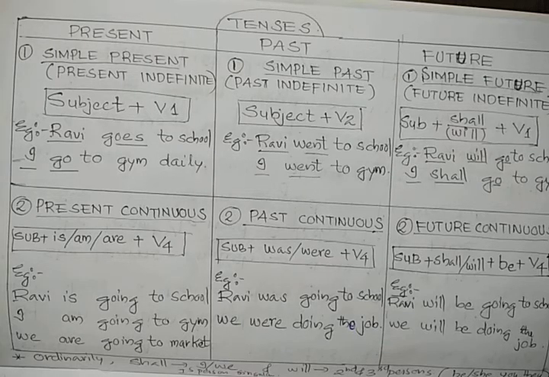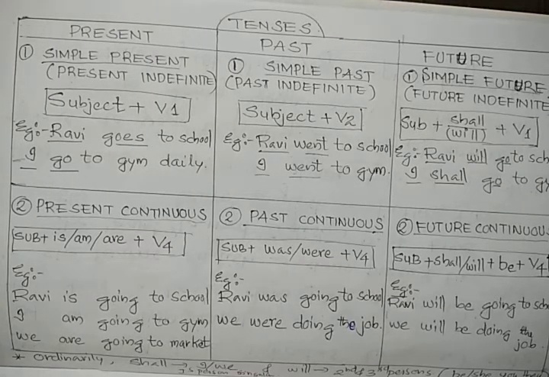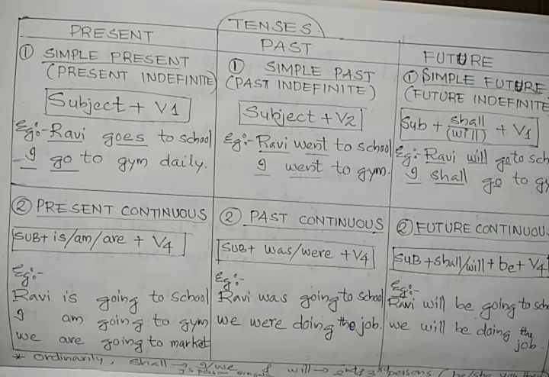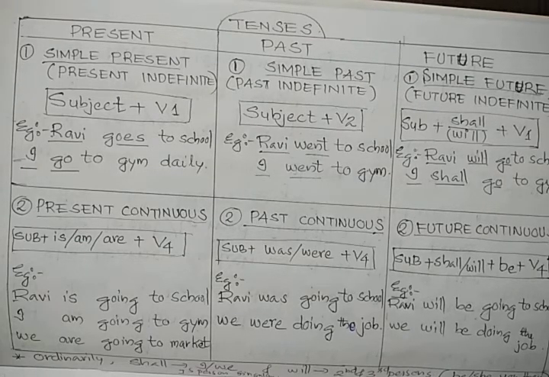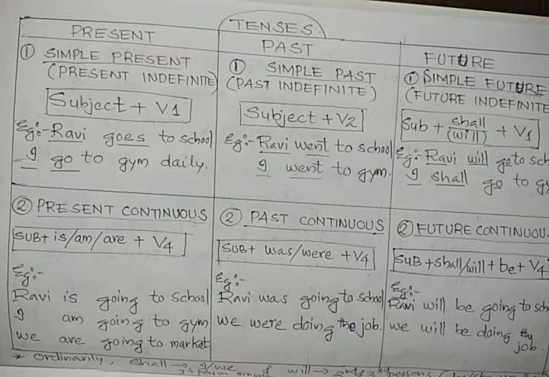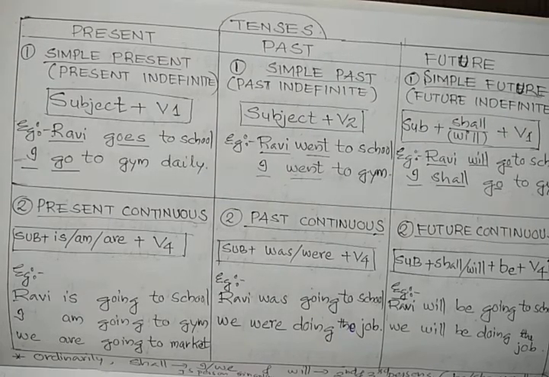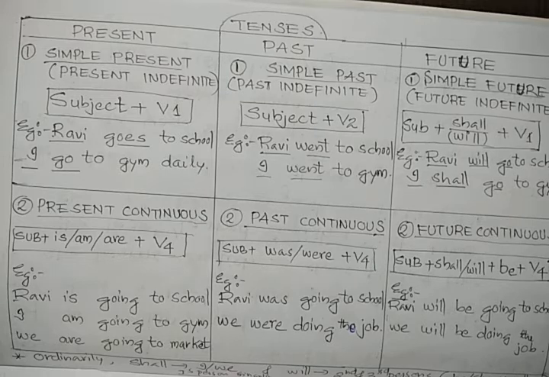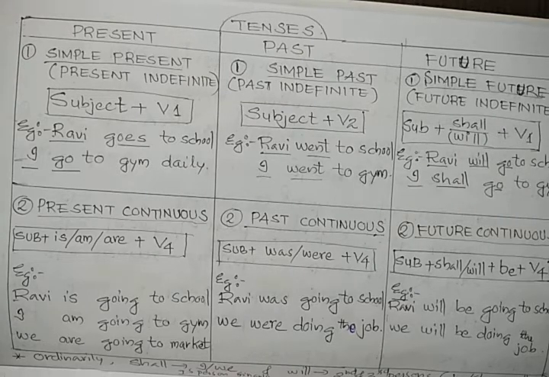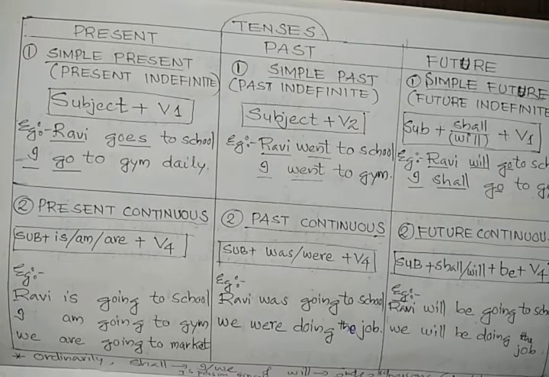Future continuous. Here structure is subject plus shall or will plus be plus V4. Example, Ravi will be going to school. Ravi is a subject plus will plus be plus V4 form of go, that is going. We will be doing the job. We plus will plus be plus V4 of doing.